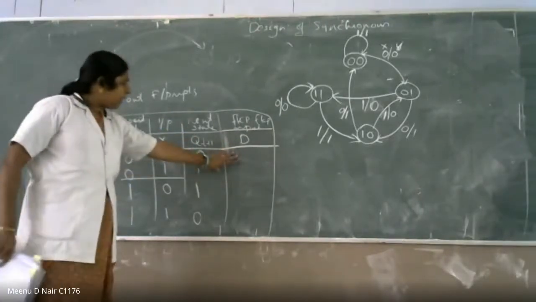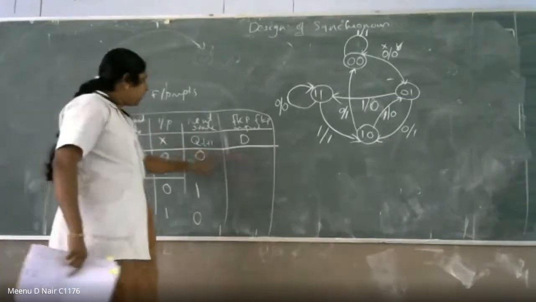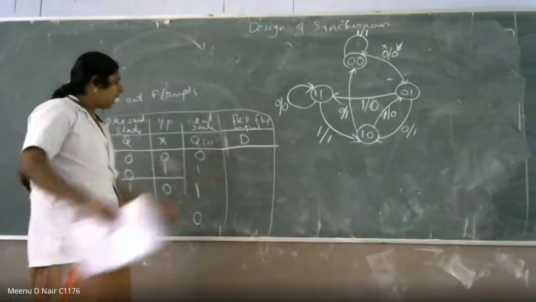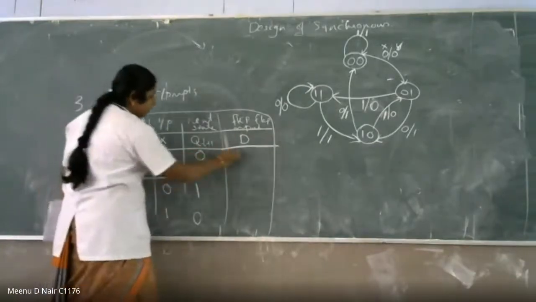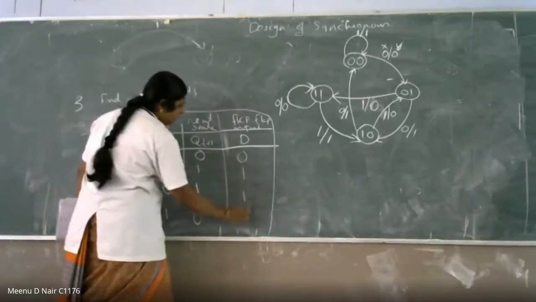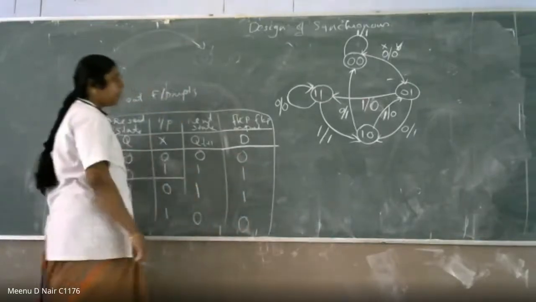Whatever you give as the D input, the flip-flop's next state will be the same. So Q(t+1) and D will be the same. You can write it as 0, 1, 1, 0. This is your flip-flop input.